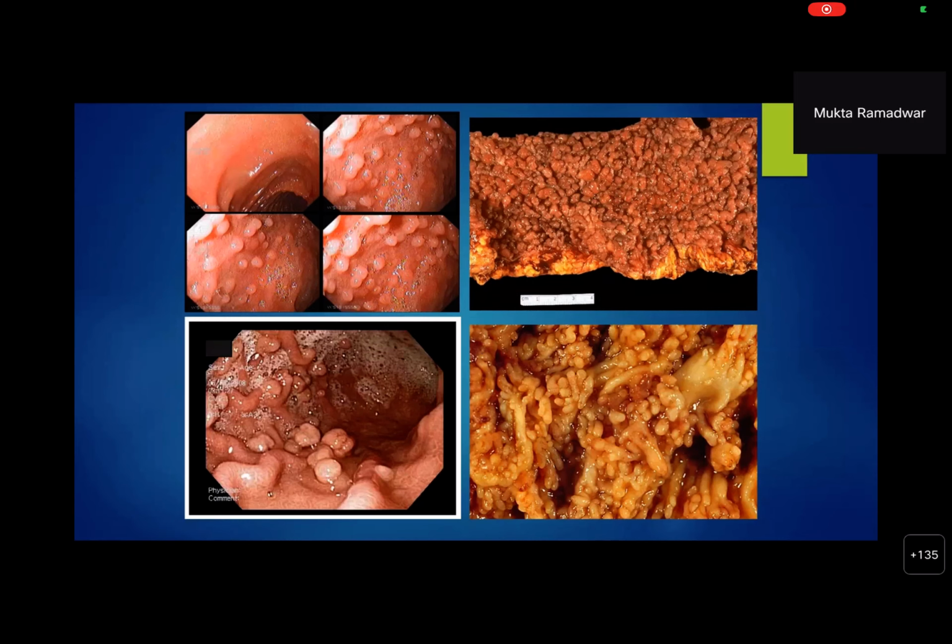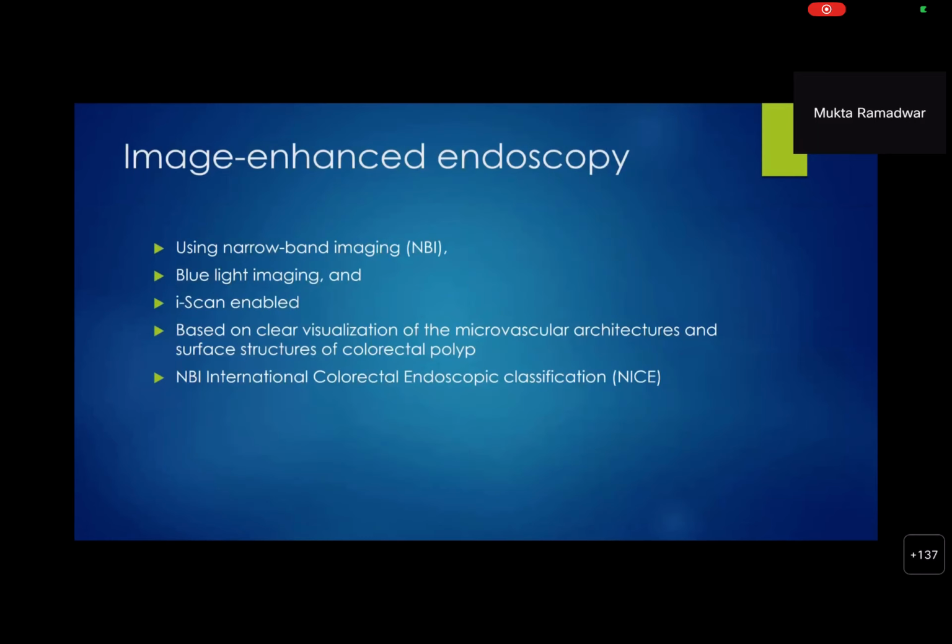But the issue remains that the gastroenterologists are getting better and better with the advances in the endoscopic techniques like the narrow band imaging, blue light imaging, the i-scan enabled endoscopies. And it is based on the basis of endoscopy, a clear visualization of the microvascular architecture and the surface structures of the colorectal polyps. And this architecture enables the gastroenterologist to identify the different characteristics of different types of polyps.